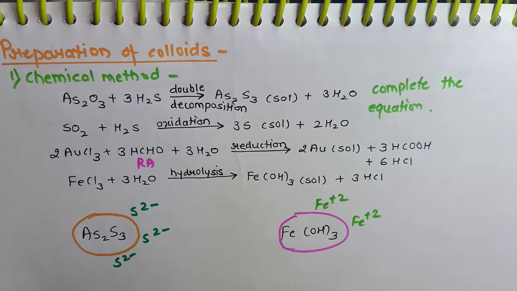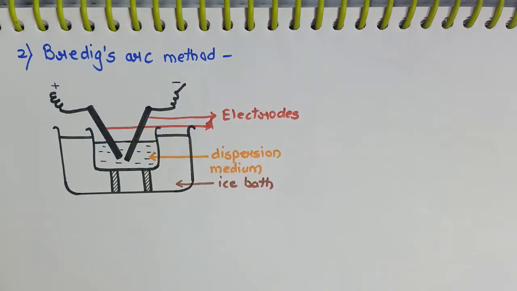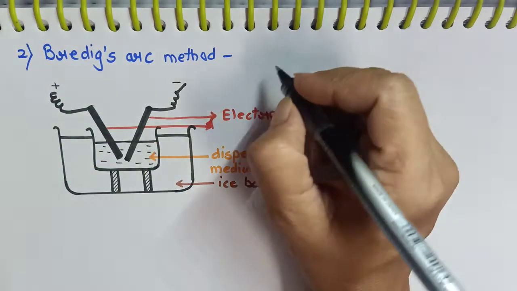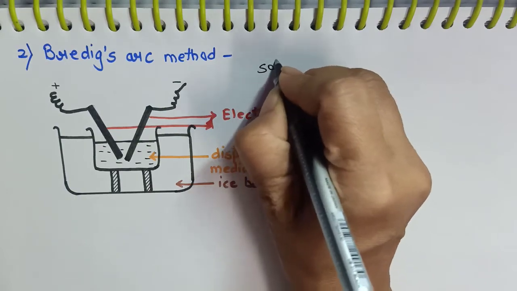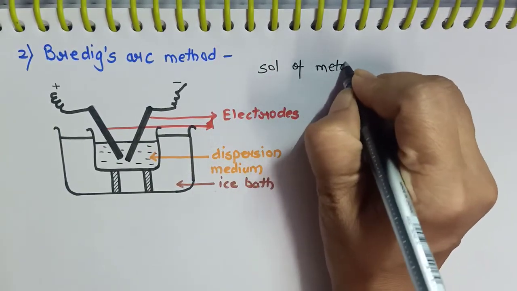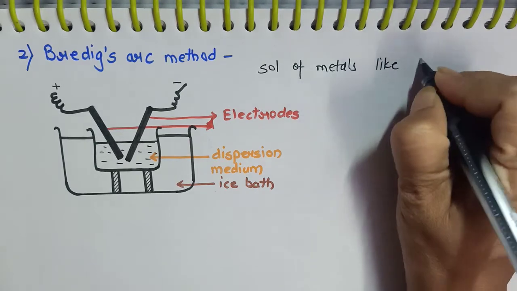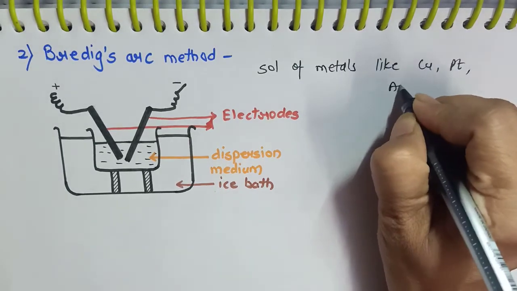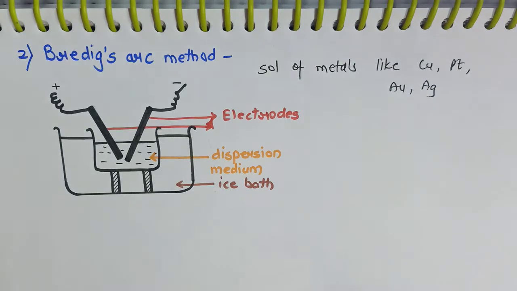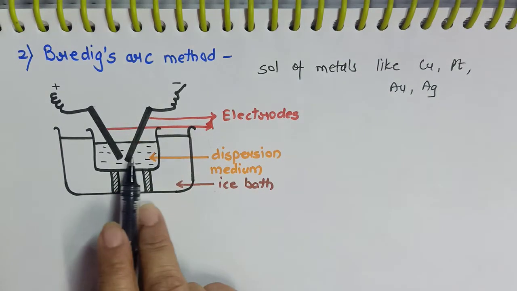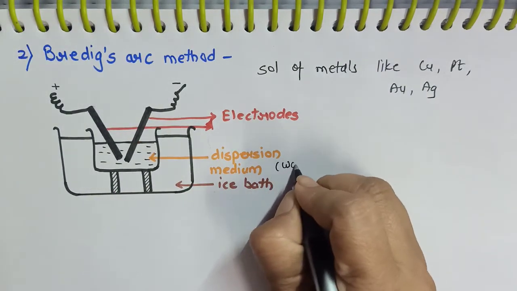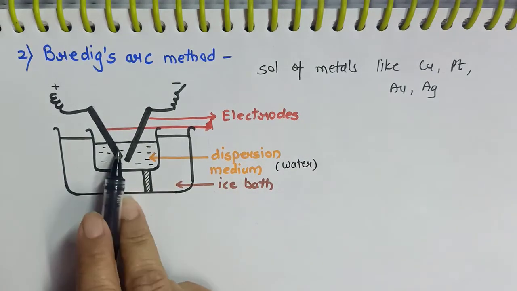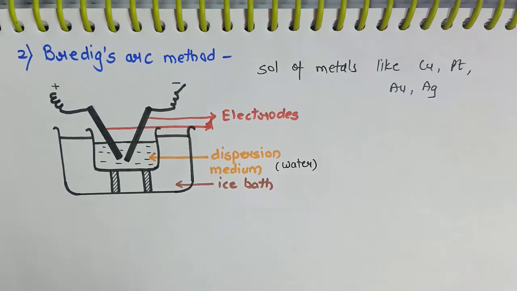So now we'll move to the next method. The next method is Bredig's Arc Method. Now the setup of this method is as shown in the diagram. This method is generally used to make the sol of metals like copper, platinum, silver, gold, etc. The electrodes are dipped in dispersion medium, which is in most of the case water, and this whole assembly is cooled by the ice bath because there is a tremendous amount of heat generated in it.